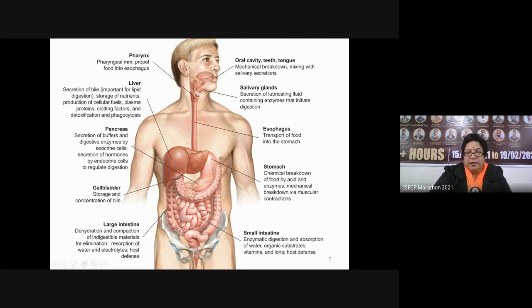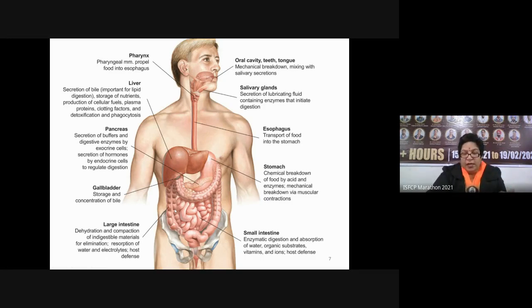What happens in the small intestine? See, half of the job is done by our teeth, or you can say our mouth, saliva and the stomach. After this, the food enters the small intestine. What does the small intestine do? Enzymatic digestion. There are a lot of enzymes present in the saliva, in the stomach, and in the small intestine. Enzymatic digestion and absorption of water take place in the small intestine.